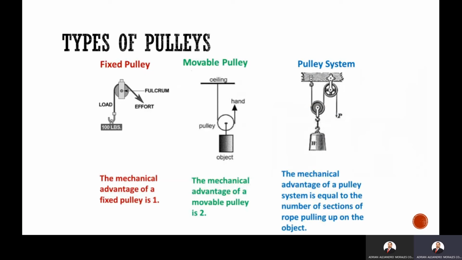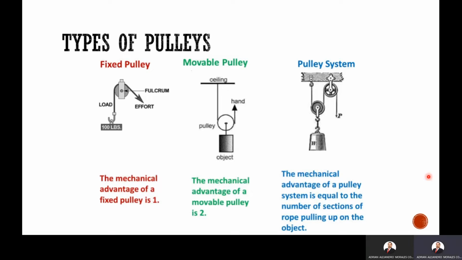Now there are types of pulleys. One is the fixed pulley, a mobile pulley, also a pulley system. As you can see, the fixed pulley consists of one load, a fulcrum, and you pull the cord or chain that is pulling the load. So you can see one load that you're pulling. In this case, the mechanical advantage of the fixed pulley is 1.